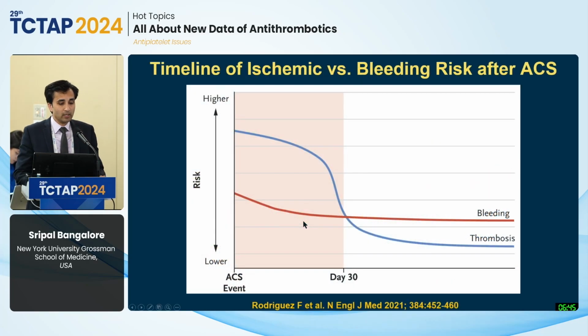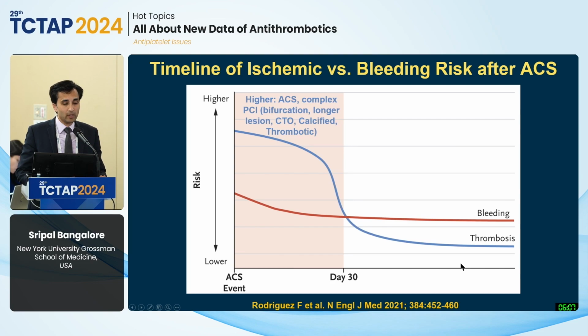And I think this slide is important in terms of timelines of ischemic versus bleeding risk after acute coronary syndrome. This emphasizes why starting a therapy and continuing it for a long duration of time may not be ideal, because the risk of ischemic events is significantly higher within the first 30 days. And you can see here the bleeding risk, although higher around the time of the procedure, tends to be steady over a period of time.